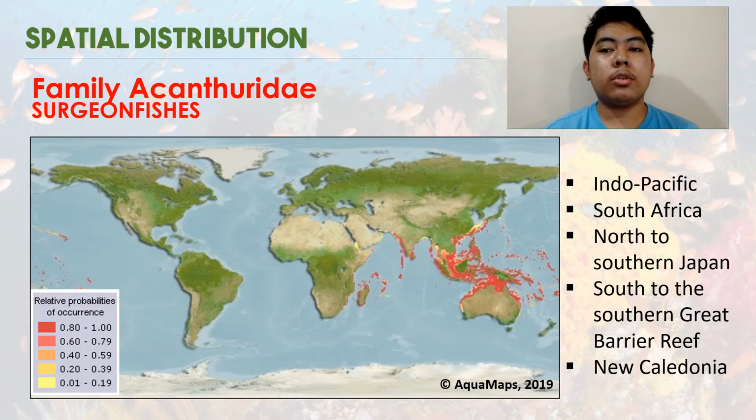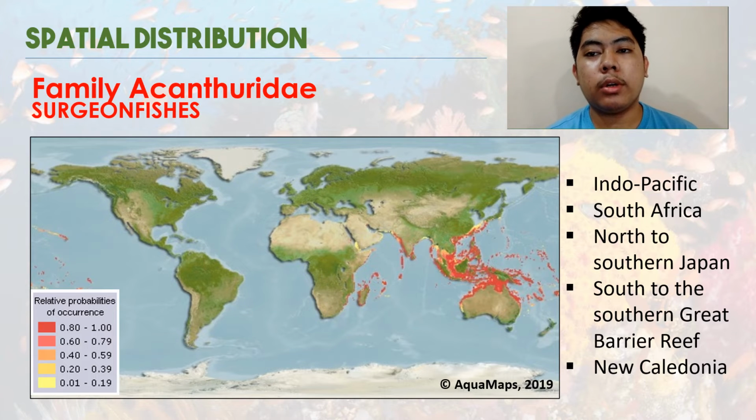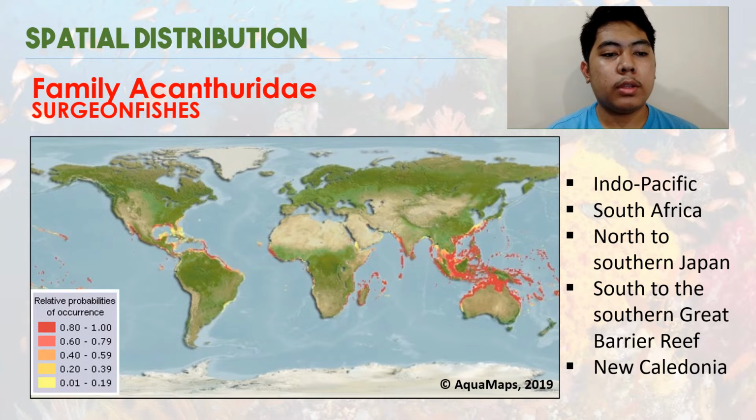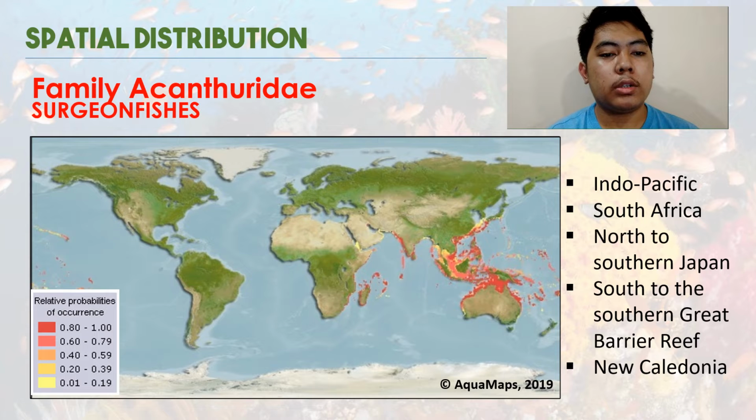The spatial distribution of surgeonfishes is that they are often found in the Indo-Pacific. They have been recorded in the Indo-Pacific, South Africa, north to southern Japan, south to the Great Barrier Reef, and New Caledonia. They are probably located in the same areas, but also in the east and west of Africa and in the Americas. By 2050, they are most probably located in these areas, similar to where they have been recorded recently.